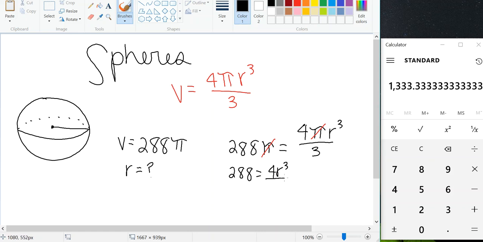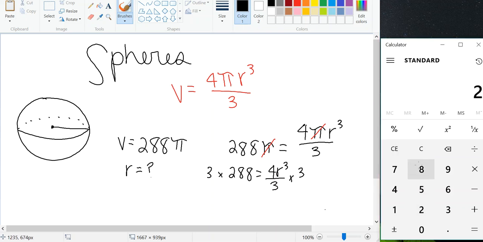4r cubed over 3. Because when there's less stuff to deal with, it's usually an easier problem. So now that we have that, we can go ahead and start solving for r. The first thing I would want to do is get rid of that over 3, just like I did with the cones in the last video. I'm going to times both sides by 3.